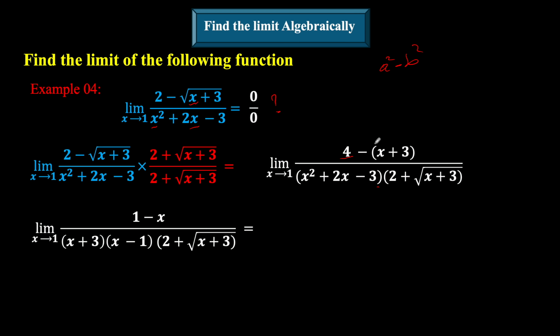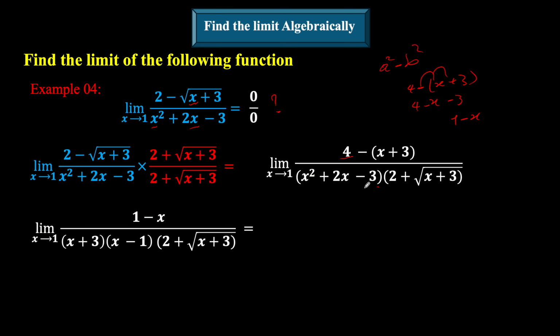Okay? Then we get 1 minus x over the same expression. But what we did here actually, now 4 minus x plus 3. So here we put this minus inside the parentheses, so you get 4 minus x minus 3. So 4 minus 3 is equal to 1. Minus x won't be changed. That's why you get 1 minus x.